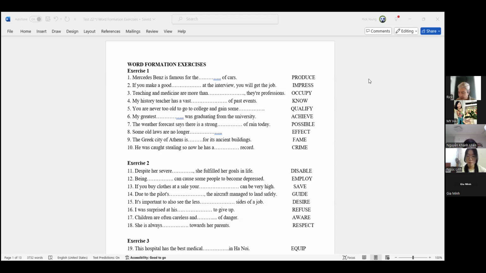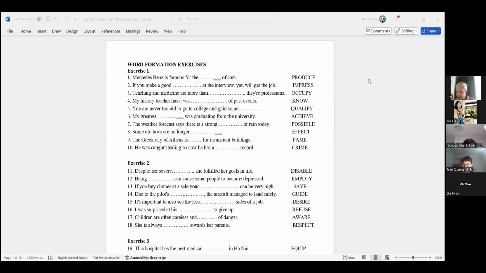Okay, Quang Ming. Number 11 is disability. Yes. 12 is unemployed. Yes. 13 is saving. Yes. 14 is guidance. Yes. 15 is desirable. Yes. 16 is refusal. Yes. 17 is unaware. Yes. 18 is respectful. Okay, you have 7 out of 8, Quang Ming. Good. That's 7.